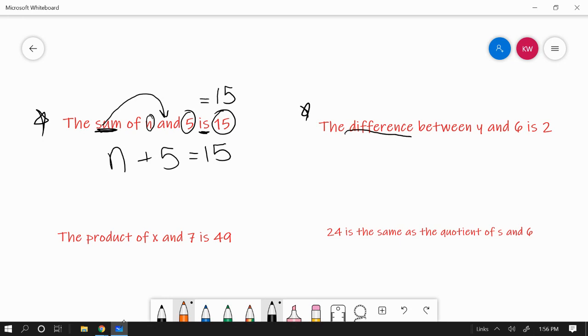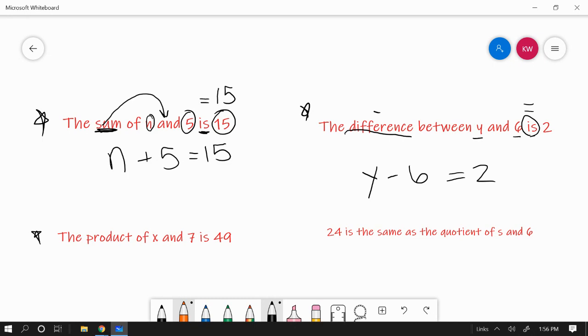Let's look over at this one. The difference between y and 6 is 2. So there's our important word. Is means equals. Difference means subtract. And then we've got y, 6, and 2. Well, we have the equals and the 2 because the 2 is the only thing after the "is" there. And then we've got y, 6, and the word difference means subtract. Y minus 6 is 2, or we could also say that as the difference between y and 6 is 2.